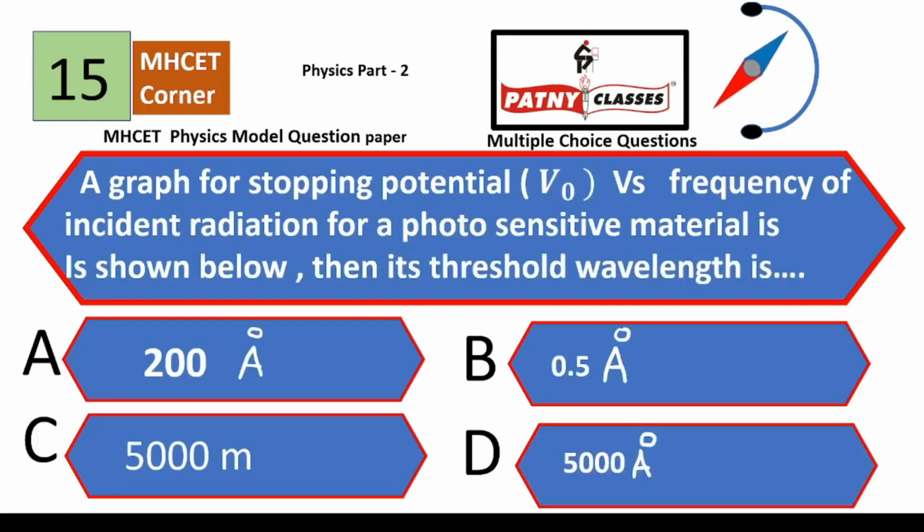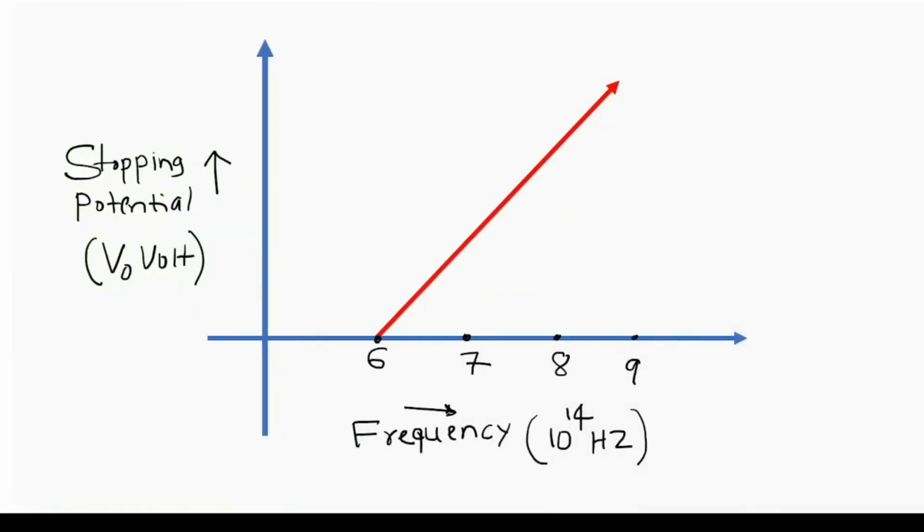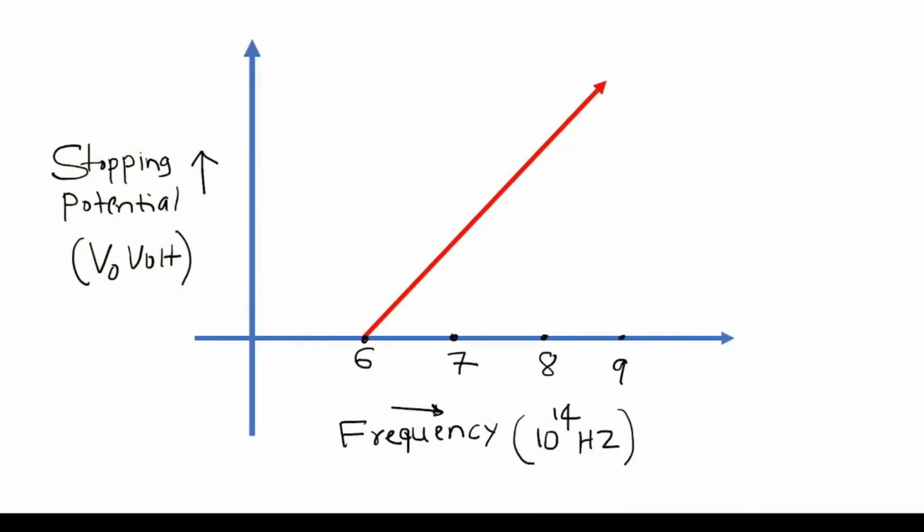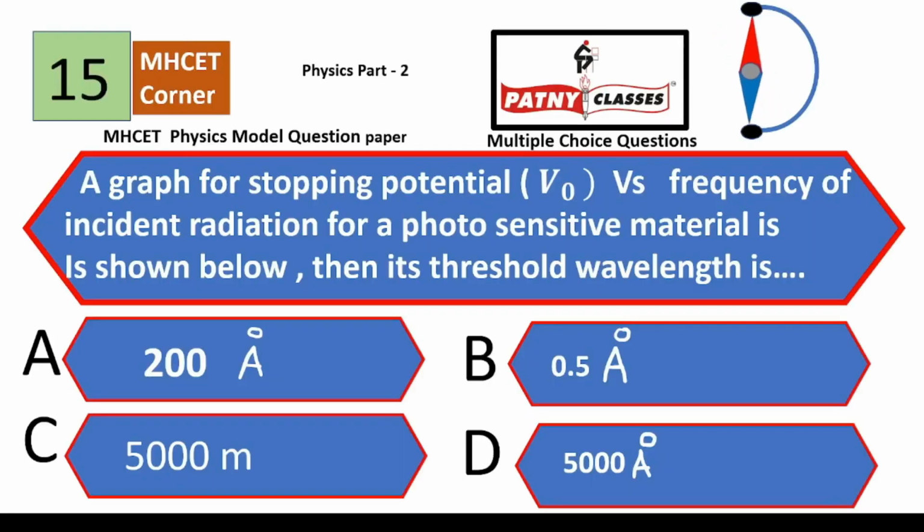Question number 15. A graph for stopping potential versus frequency of incident radiation for a photosensitive material is shown below. Then its threshold wavelength is. Option A 200 angstrom, option B 0.5 angstrom, option C 5,000 meters, option D 5,000 angstrom.